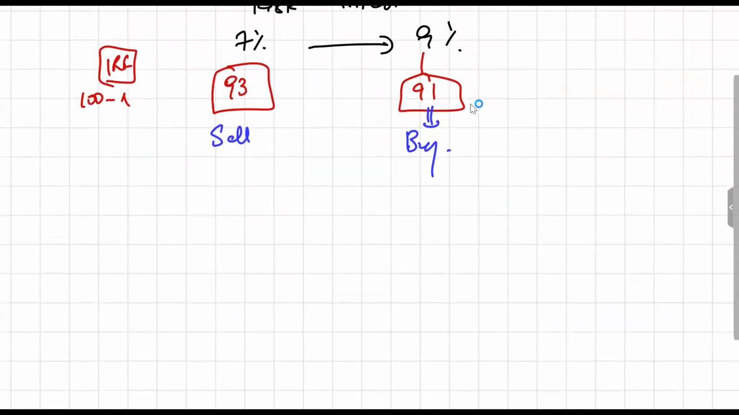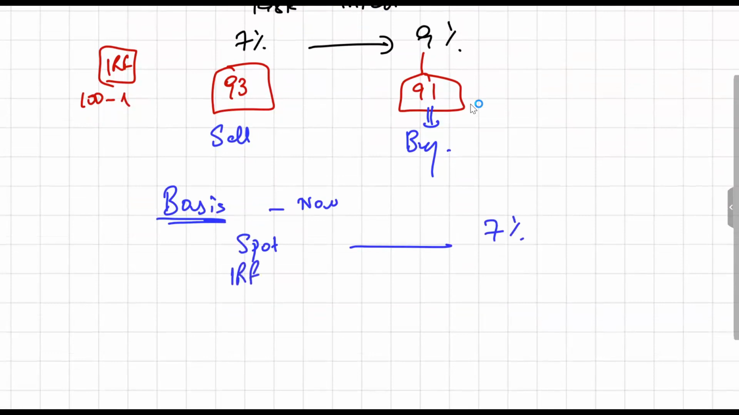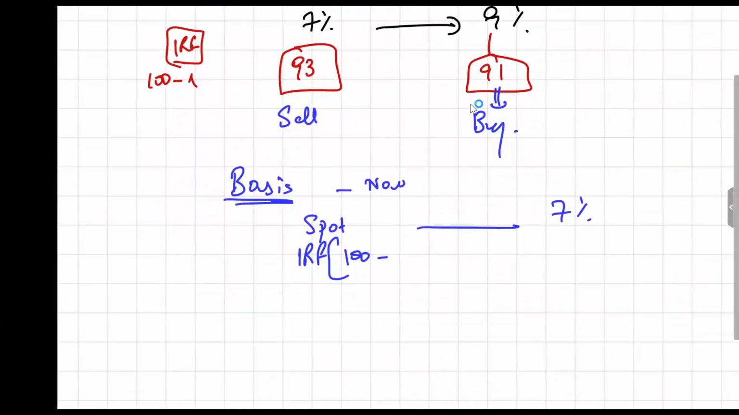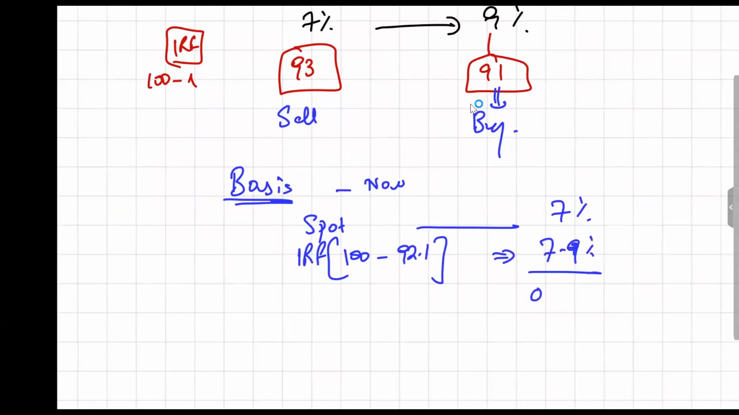Now, if we talk about the basis, one of them is going to be calculated now. How would you calculate the basis now? You would say spot rate. The spot rate is 7%. And you would say IRF. So IRF is 100 minus 92.1. This would actually give you a difference of what? 7.9%. So you would have 0.9% as the basis, which is calculated now.